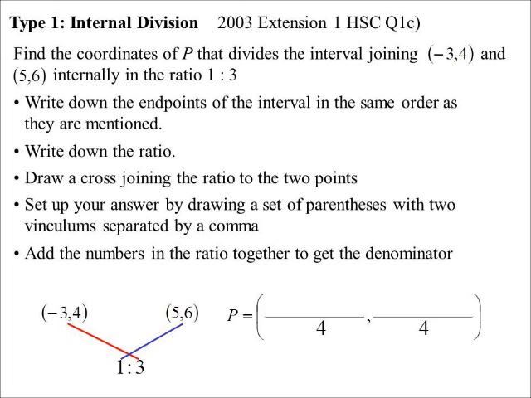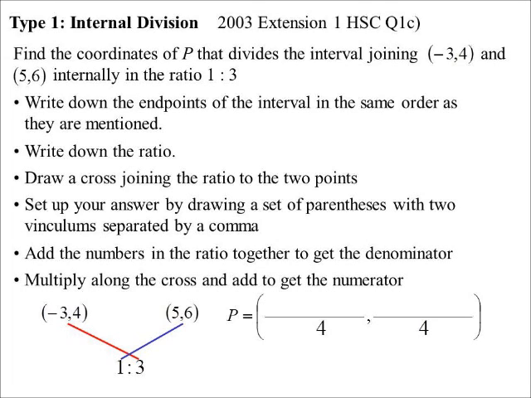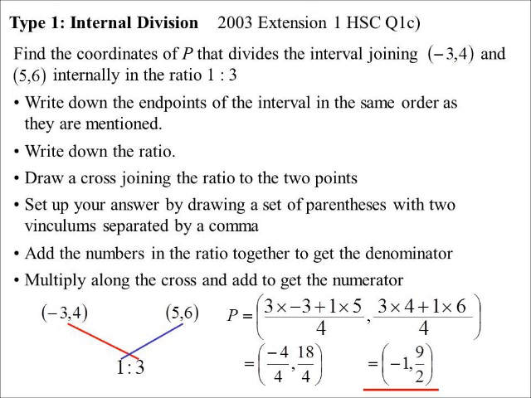And to work out the number that goes in the numerator, I multiply along the crosses. To get the x values, I use the x values, strangely enough, and to get the y value, I use the y values. So multiplying along the cross, I would go 3 times negative 3 plus 1 times 5, and that gets me the x value. And to get the y value, 3 times 4 plus 1 times 6. That works out to be negative 4 and 18, and that simplifies down. And there's my answer, negative 1, 9 on 2. So that's how I would do an internal division.